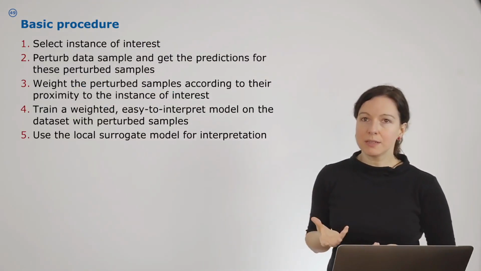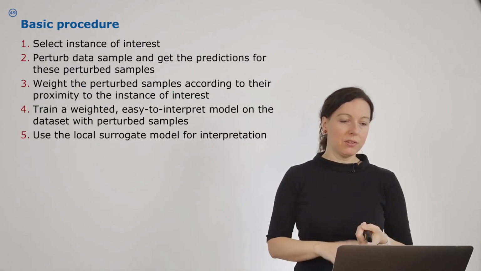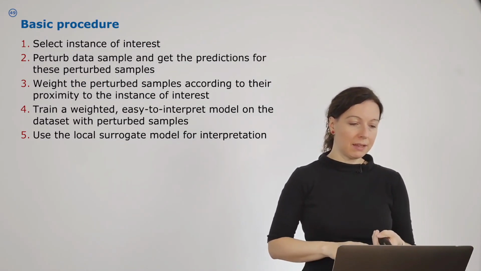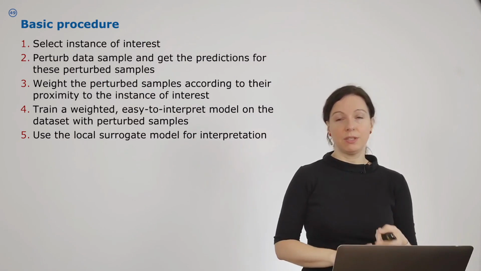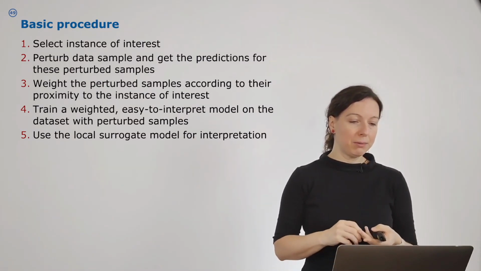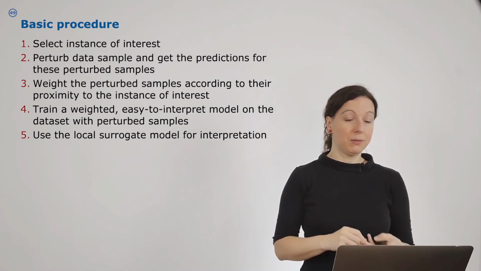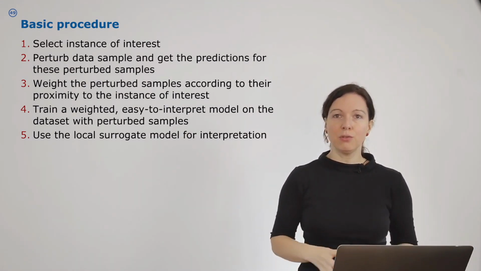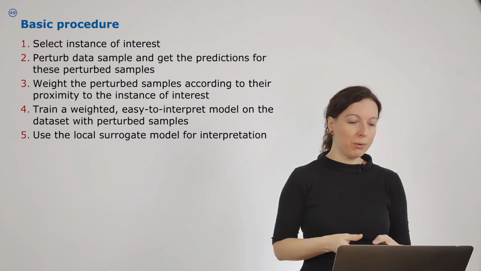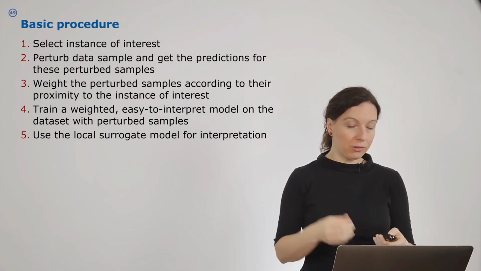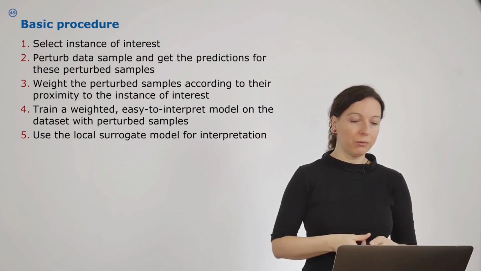So again, what is the basic procedure? First of all, you select an instance of interest, then you perturb the data sample and get the prediction for these perturbed samples. Then you weight the perturbed samples according to the proximity to the instance of interest. Then you train an easy to interpret weighted model on the dataset with the perturbed samples, and then you use this local surrogate model for interpretation.